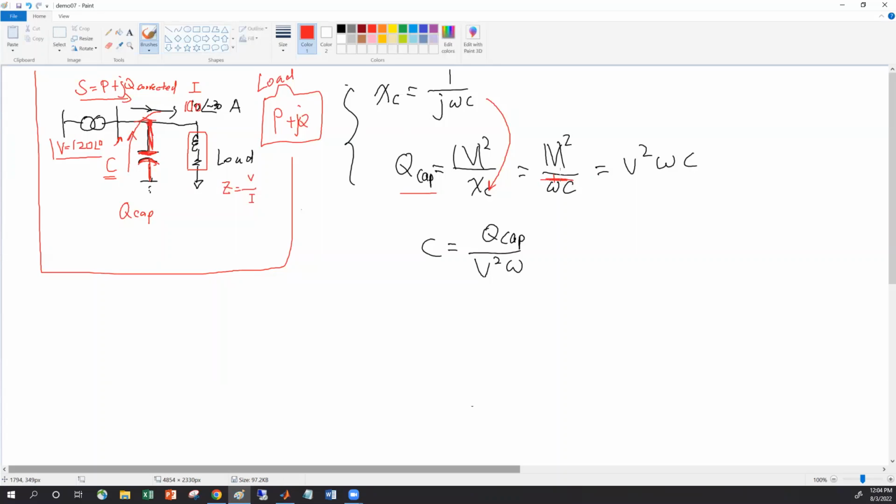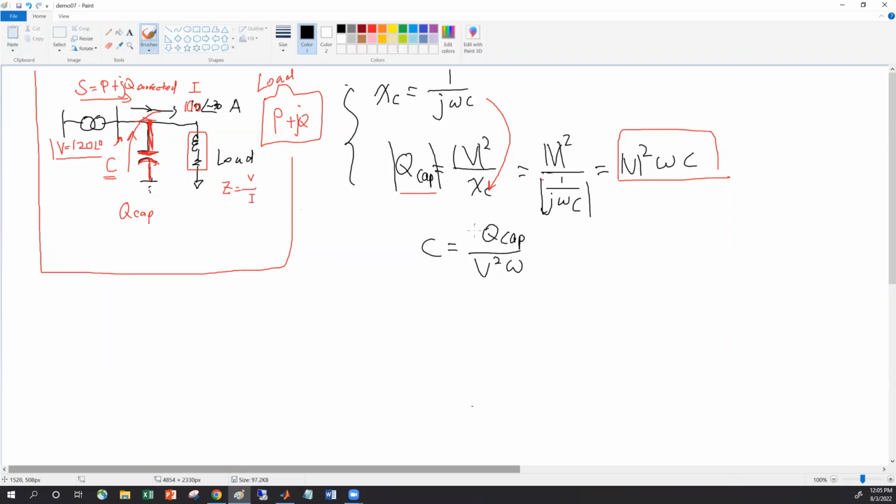So 1 over omega C could be represented by this. Okay, let me just try this. This will simply be, move this over, so that's 1 over j omega C. We can ignore the j if we want to compute the magnitude of the power. So we can use this, and then the magnitude of that will simply be taking this j off, and you can see that this is how we compute the reactive power.